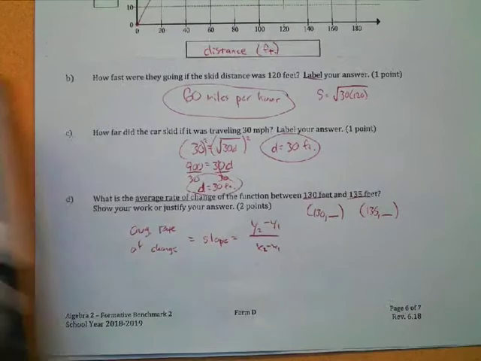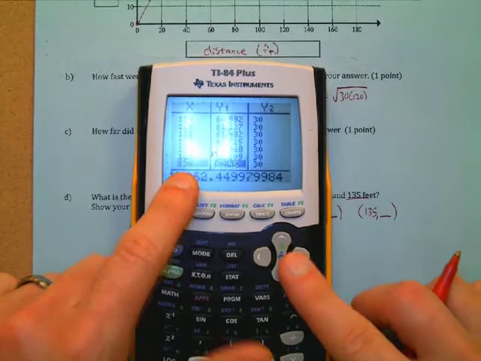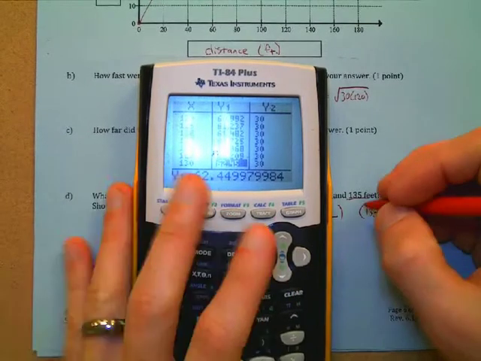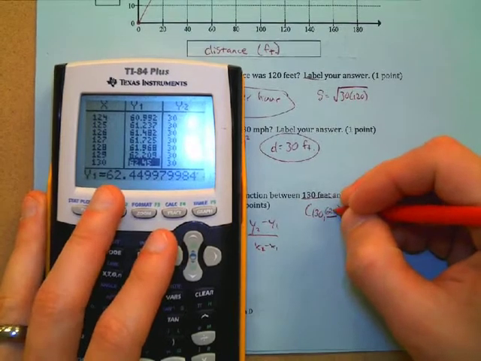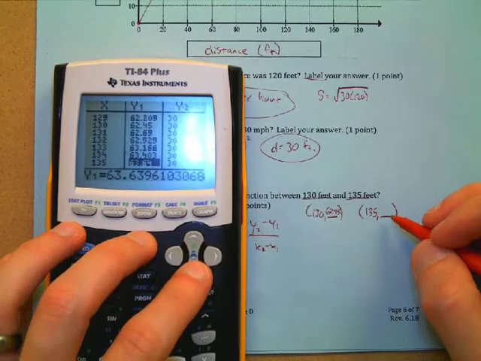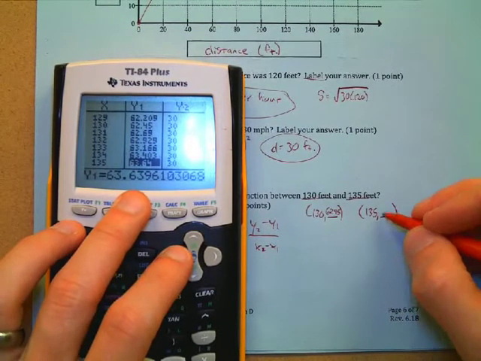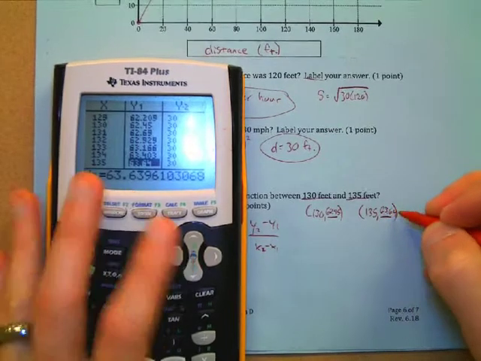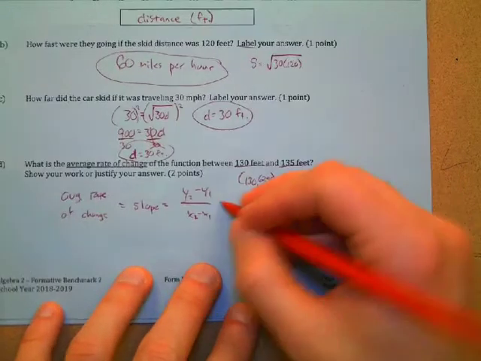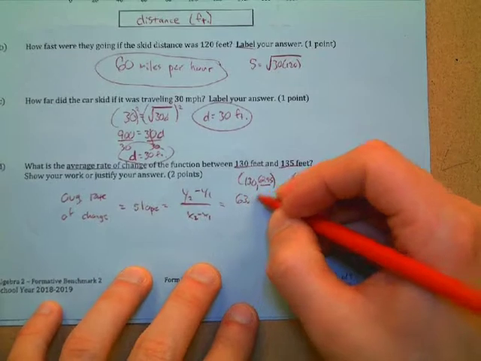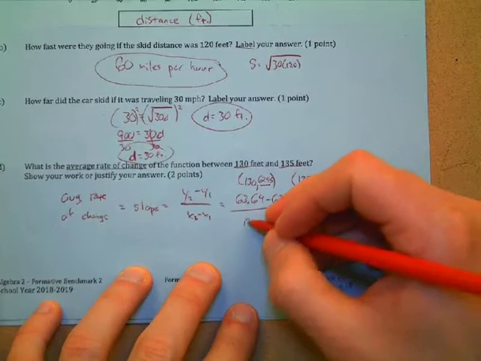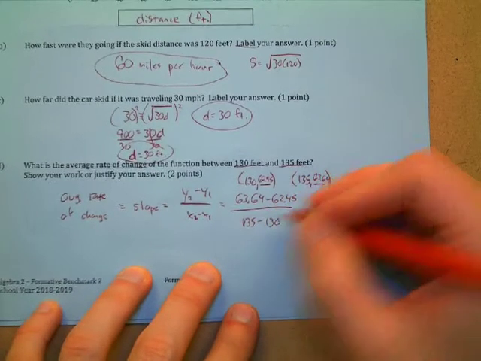Okay, so for 130, I get 62 point, I think that's supposed to be just 0.45. I think that's a rounding error on the calculator's part, so 62.45. And then 135, I get 63 point, we'll say 63.64. And then we'll just subtract the y coordinates. So I'll do the second one, 63.64 minus 62.45, all over 135 minus 130.